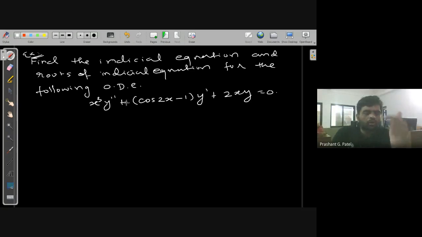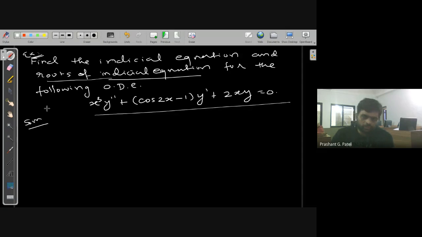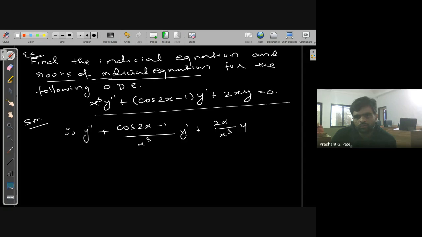Okay, so now let us solve this example. It says find the indicial equation, the roots of the indicial equation, for this ordinary differential equation. So by converting this into the standard form, we can divide both sides by x cube. So we can write this equation as y double dash plus (cos 2x minus 1) upon x cube, y dash plus 2x upon x cube, y equal to 0.